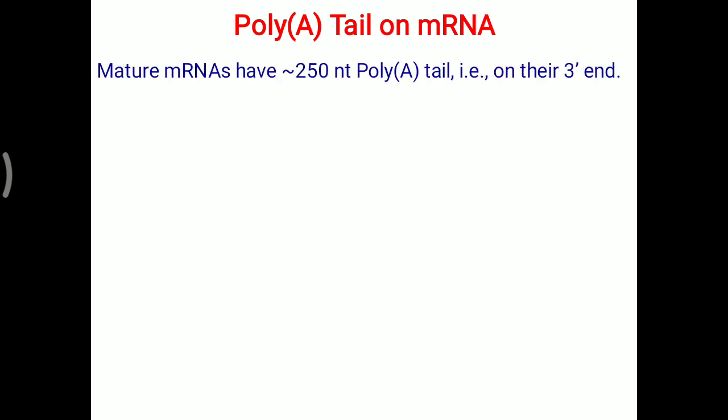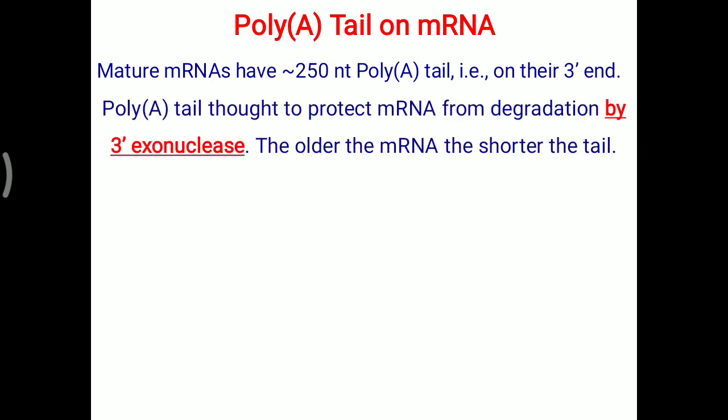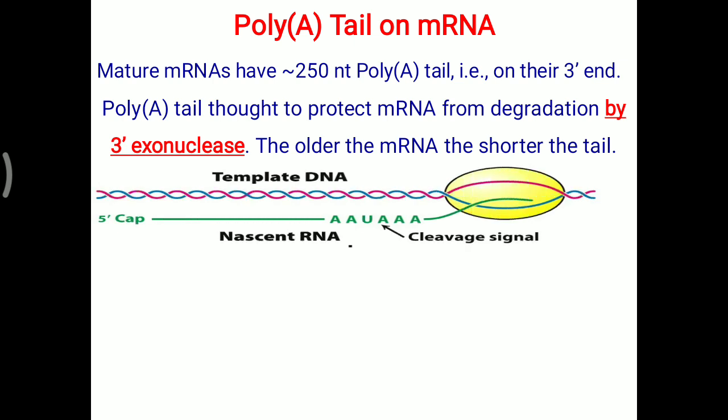The first modification we will look at is the poly A tail on the mRNA. Mature mRNA has around a 250-nucleotide poly A tail on its 3' end. This poly A tail is thought to protect mRNA from degradation by 3' exonuclease enzyme. Basically this enzyme has a tendency to break down nucleotides from the 3' end of the RNA, and that can be protected by adding multiple adenines. The older the mRNA, the shorter the tail, because of the activity of the enzyme.